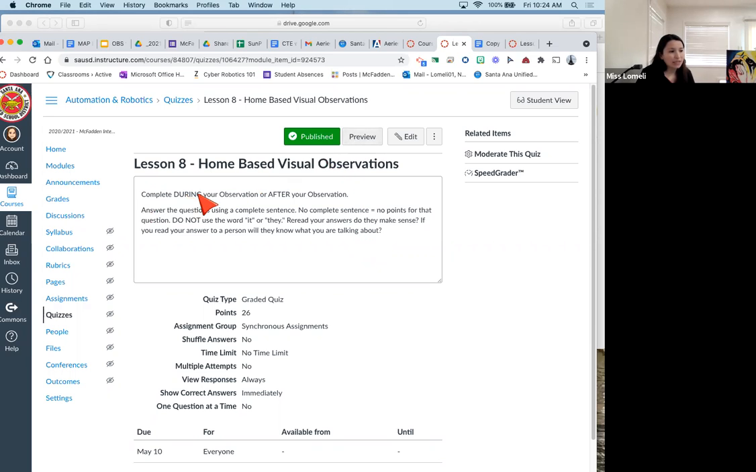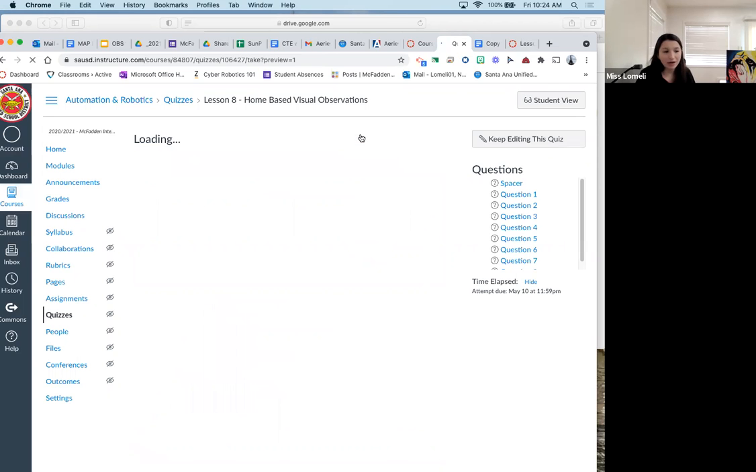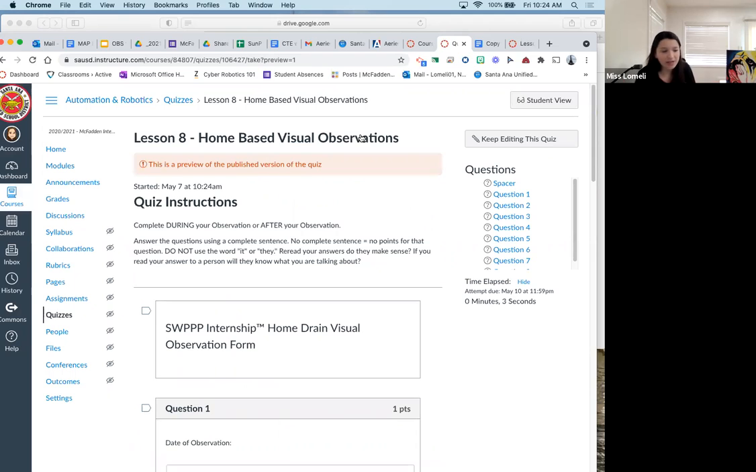You're going to be completing this during your observation or after your observation. You can't be doing it right now because you haven't gone outside to observe. But Miss Amelia, I went out there yesterday. Cool, but you weren't looking for this. You were probably doing the sampling, which means you weren't looking for these details. So here are the questions.